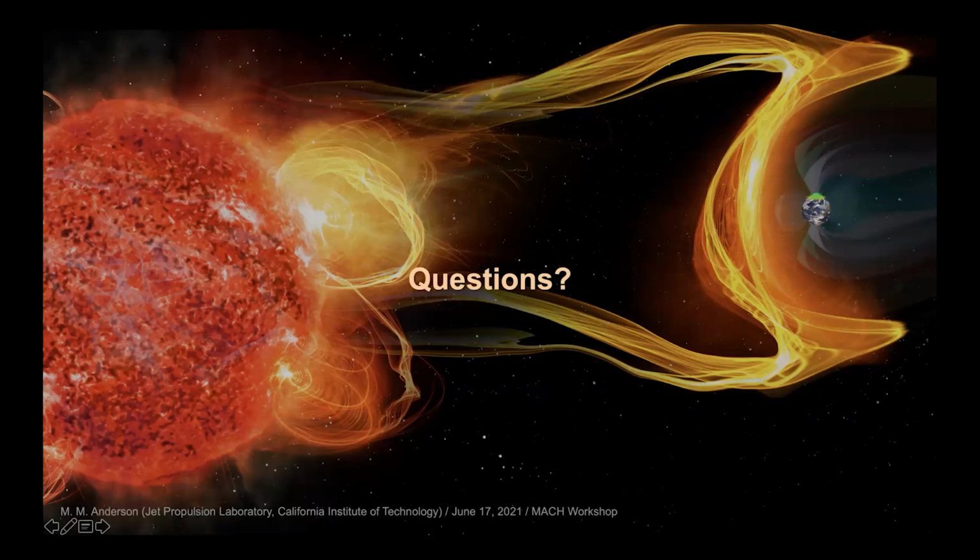There's one from chat. How do we know that the radio observations are actually auroral emissions and thus immediately detect the associated field? Yeah, that's a great question.